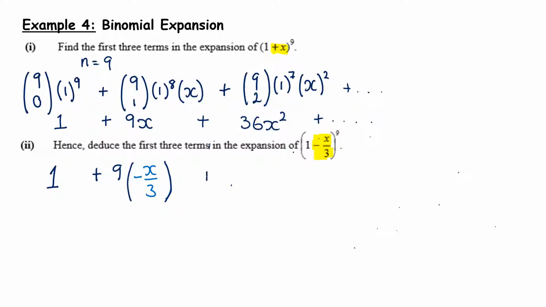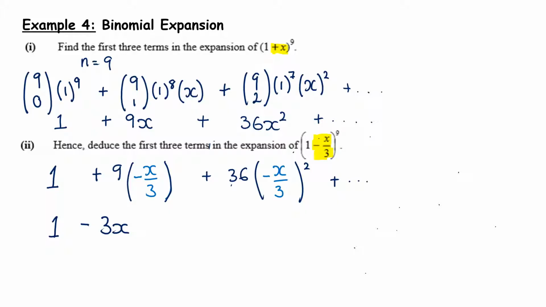Okay, then I have plus 36, and again, instead of x, I'm subbing in minus x over 3, and it's squared. And again, this is only my first 3, so it does go on. So I have a little bit of cleanup to do, and I get 1, no cleanup required. Here, I have a plus by a minus, so I'm going to end up with a minus. My 3 divides into my 9 3 times, so I get a minus 3x.